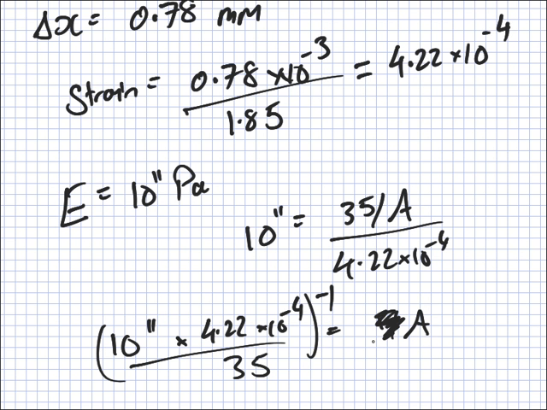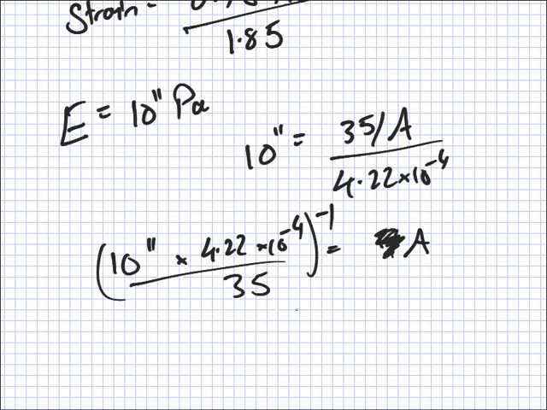Should be pretty small. What did you get, Matt? I got very big. Did you put the minus 1 on after? Power minus 1 after you get this fraction? 8.29 times 10 to the 5.7 meters squared. That's the cross-sectional area.